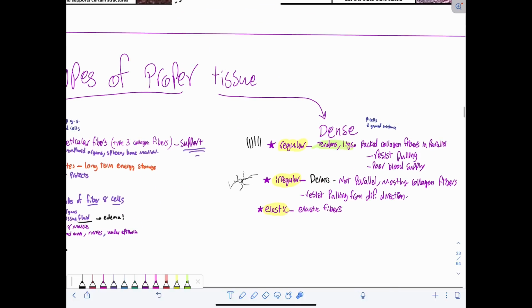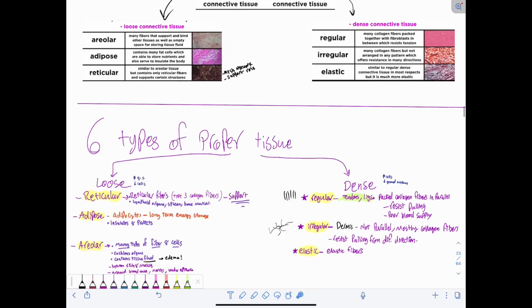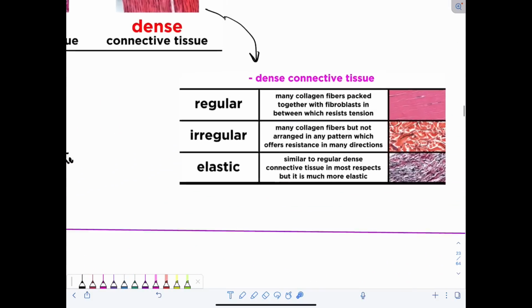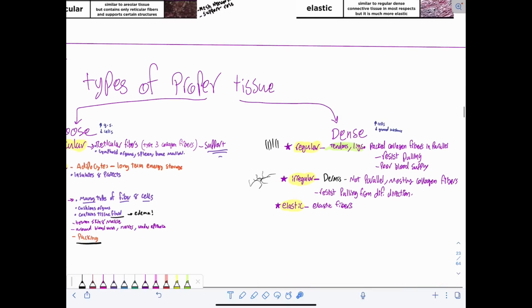Talking about dense, remember dense has a lot of cells. So there are 3 types of dense. There is going to be regular, so dense regular connective tissue. That's referring to these structures where, if you look at the regular, all the fibers are going in parallel to each other, right? So it's pretty cool. And the importance of this is that these fibers are really good at withstanding tension from one direction, one dimension, I guess.